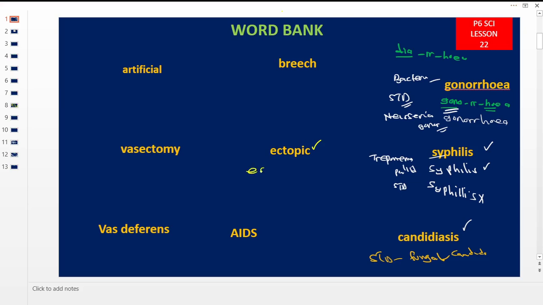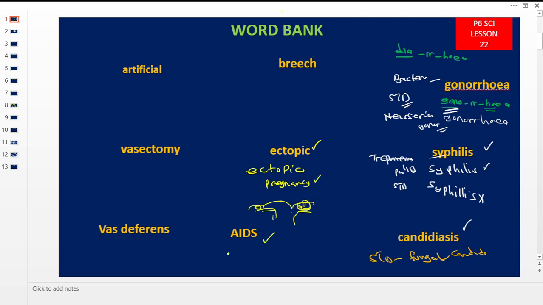Then we have this other word. It is read as ectopic. What is ectopic? It is an ectopic pregnancy, the pregnancy that develops within the fallopian tubes. Remember, in the fallopian tubes we have fertilization. But after fertilization has taken place, we see this fetus growing within here. So this becomes an ectopic pregnancy.